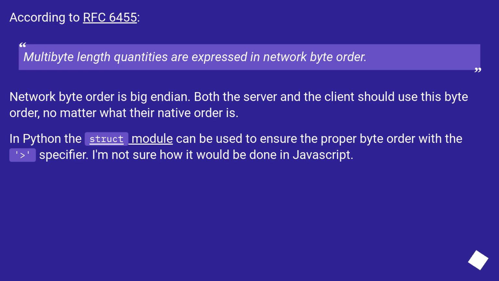According to RFC 6455, multi-byte length quantities are expressed in network byte order. Network byte order is big endian. Both the server and the client should use this byte order, no matter what their native order is. In Python, the struct module can be used to ensure the proper byte order with a ">" specifier. I'm not sure how it would be done in JavaScript.